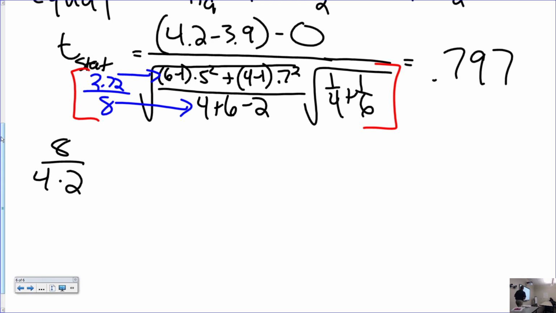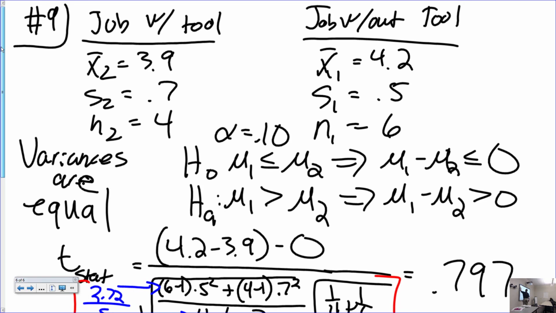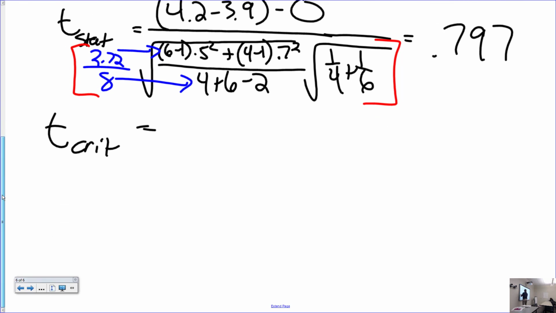All right, so. What's my T critical value, folks? First off, what are my degrees of freedom? Eight. Alpha's at the 0.1 level. One tail because we're doing greater than.